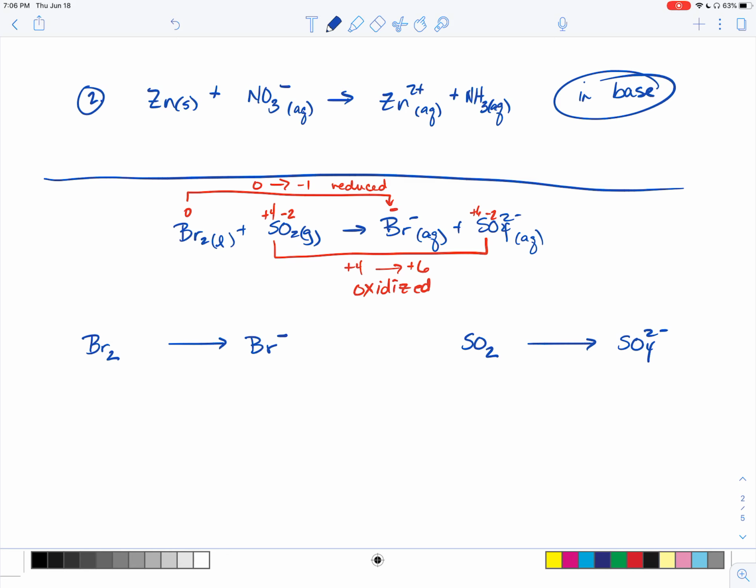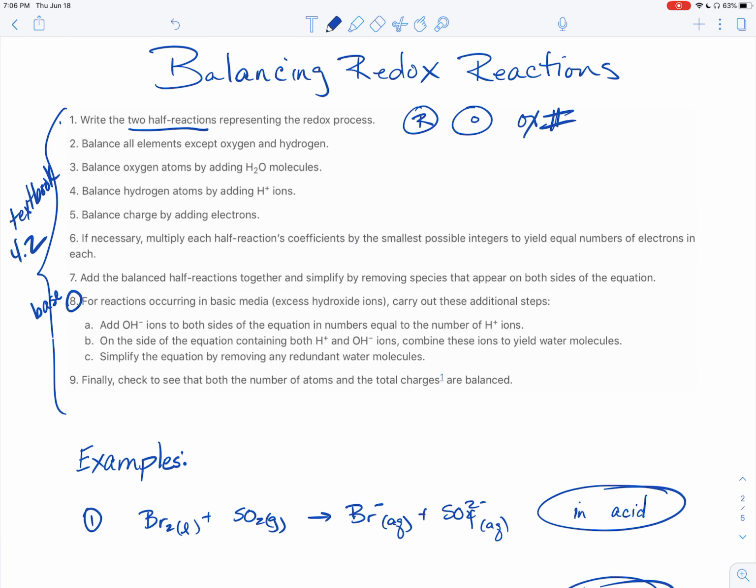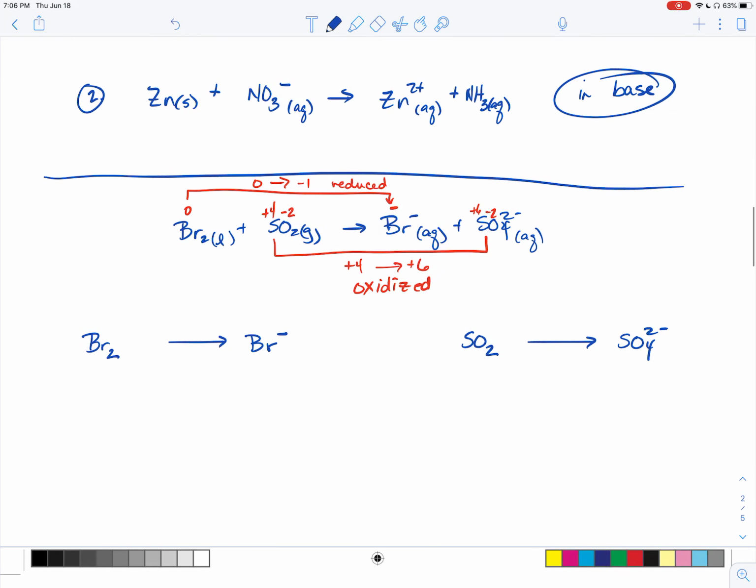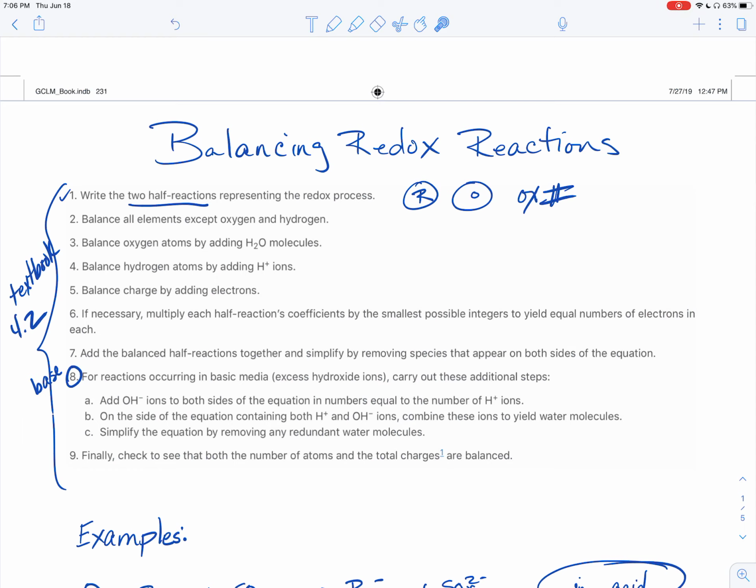Okay, so now these are both of our half reactions. We've gone through step 1. Check. Now what we want to do is balance all of the elements except oxygen and hydrogen. So really simple. What you do is you look at the substances. You have 2 bromines here, only 1 here, so I'm going to put a 2 to balance this side. Over here, for our oxidized reaction, we've got 1 sulfur and 1 sulfur. Guess what? That's already balanced. Remember, we're only doing any element other than oxygen and hydrogen. So that is step 2.